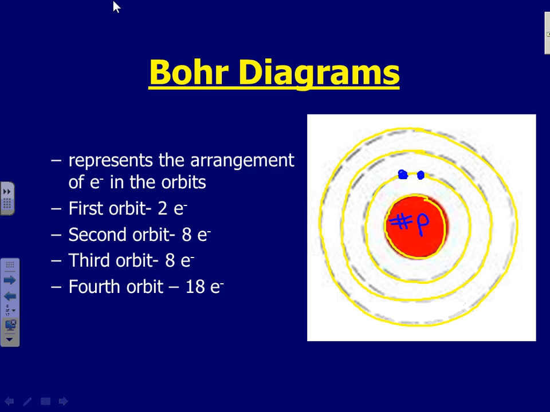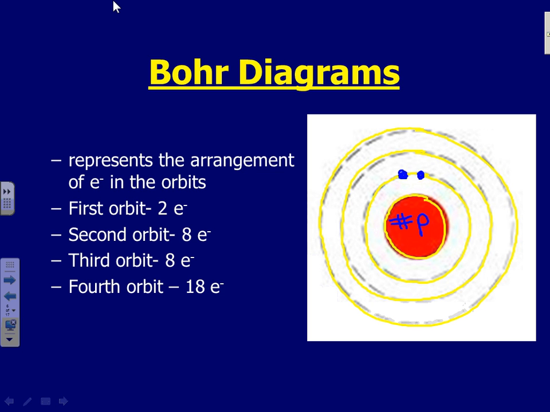I like to put the dots together in the first orbit. Some teachers might have had you put it on opposite sides. I've taken a lot of chemistry, and scientists know that when there's not enough room, the electrons will pair up. They will form a pair. So I draw it that way.